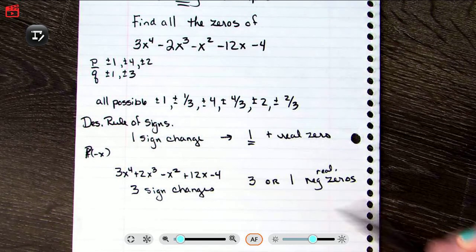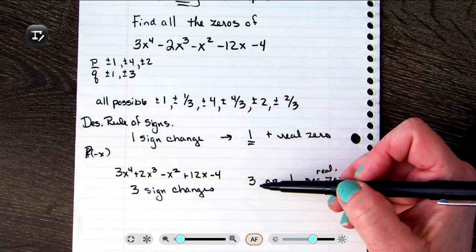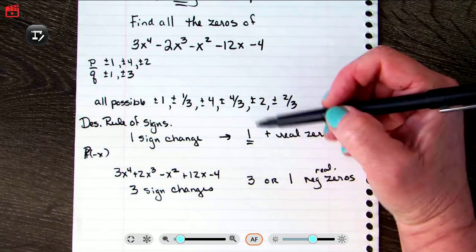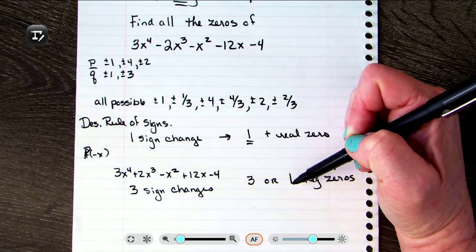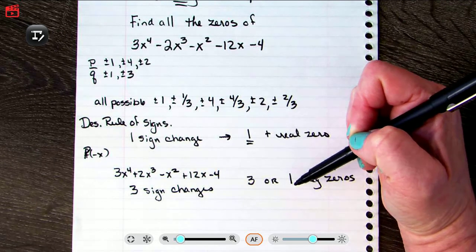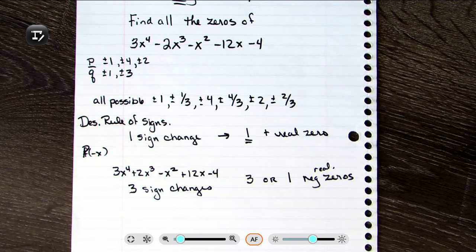If you think about it, we have 4 total, so we could have 1 positive and 3 negatives. That would work. We could have 1 positive, 1 negative, and the other 2 could be complex. I don't know. So I'm just going to start trying some.